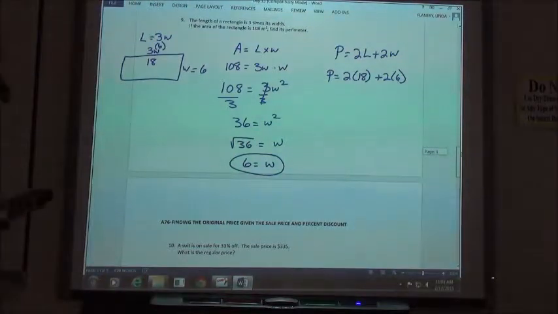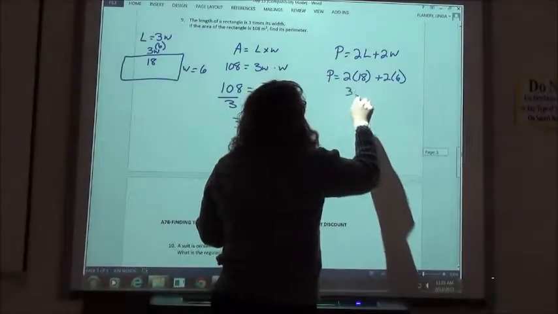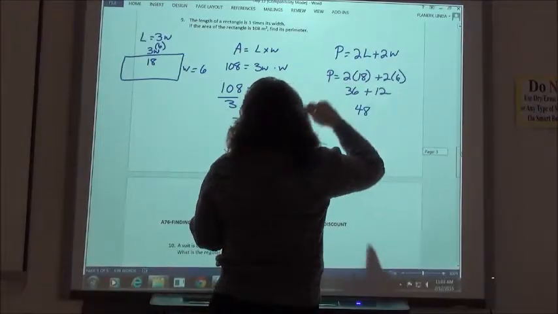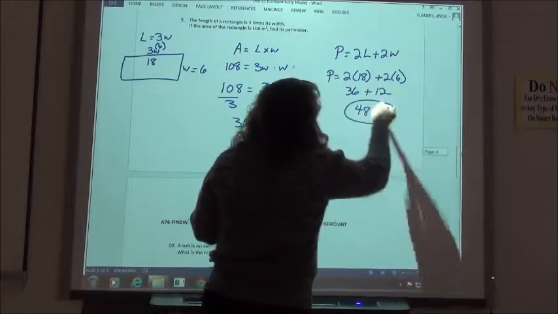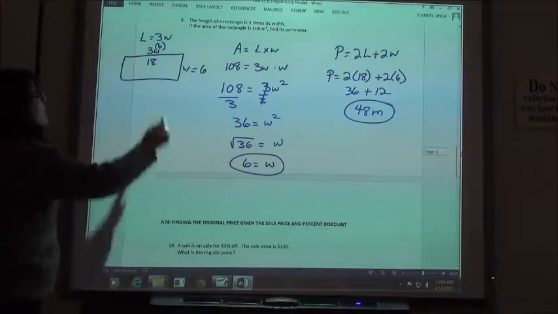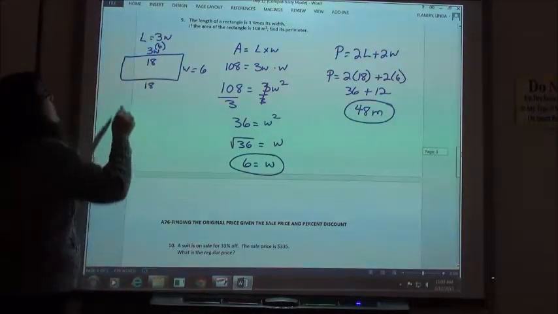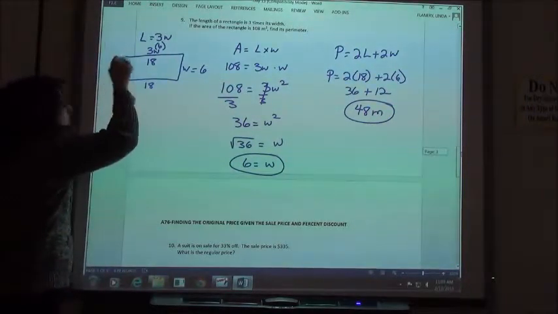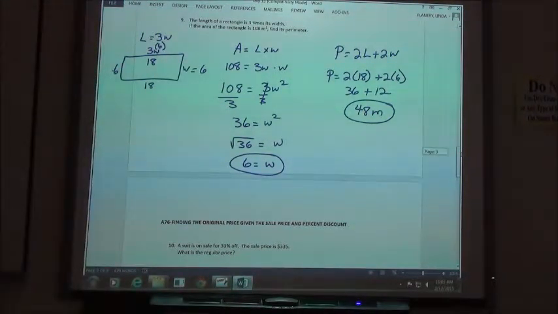2 times 18 gives me 36. 2 times 6 is 12. 36 plus 12 is 48. And I am in plain meters since I'm doing perimeter. I have my regular units. And again, if I thought about this, this side would be 18, this side would be 18, this would be 6, and this would be 6. And if I add 18 plus 18 plus 6 plus 6, I end up with 48 for my perimeter. So that's the third way you're going to see those problems where they start with the area and then you go and find the perimeter once you found the length and the width.